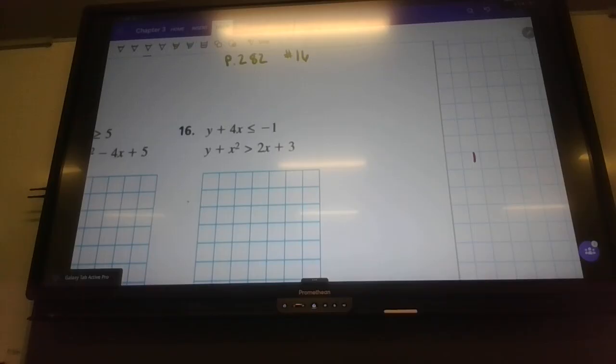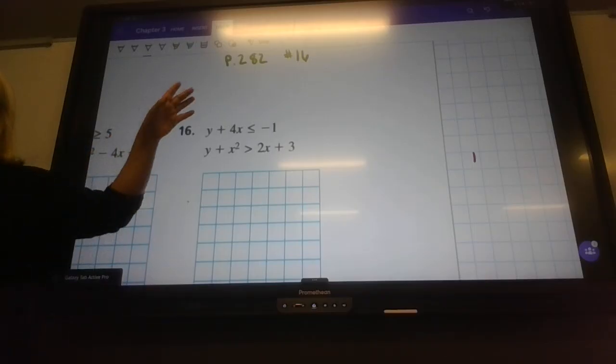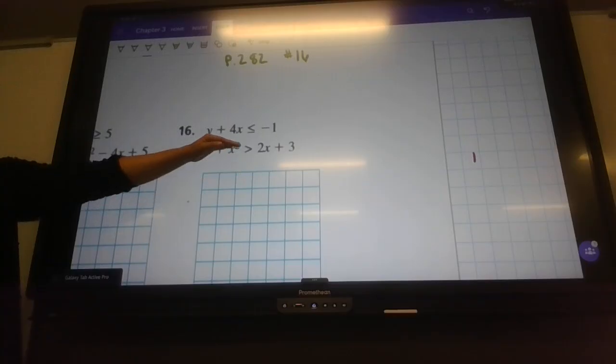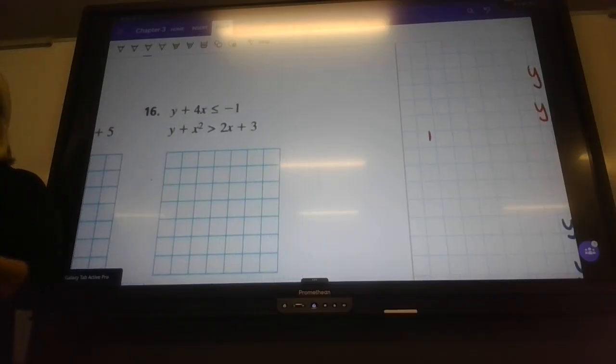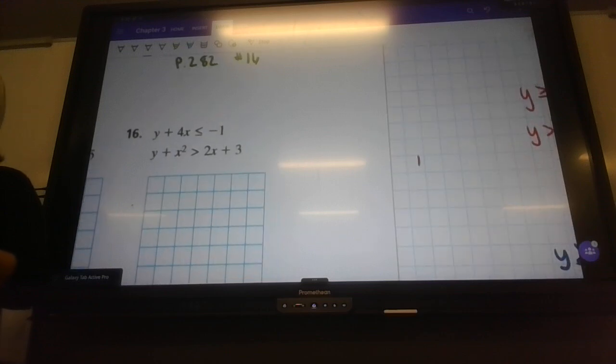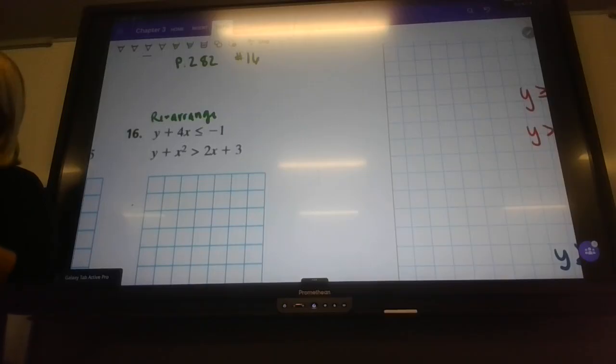What I will tell you on your test, you are challenged to do this, but what I'm not going to do is give you problems where it's not arranged correctly. You don't have time for all that. So I'm going to go ahead and rearrange this for you, and I just want to see, can you come up with the correct graph and the correct shading? So I'm going to do the rearranging. You can do it if you want, but I want you to know for this particular test question, it's going to be set up for you with y by itself.